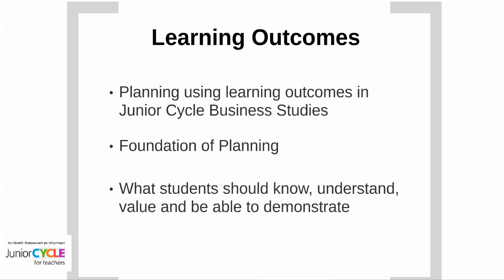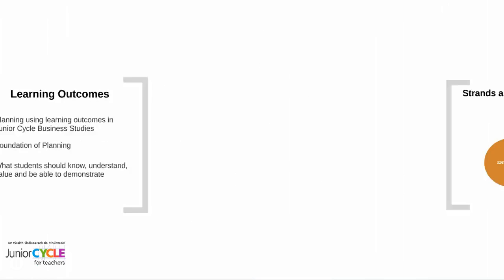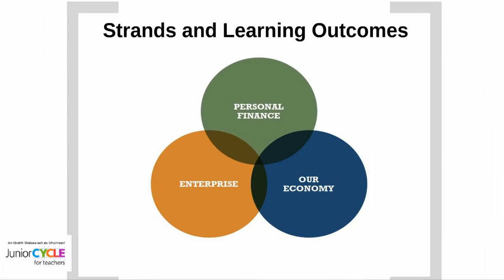Before we begin, it is important for us to look at learning outcomes. The learning outcomes are the very foundation of planning. They are what students should know, understand, value, and be able to demonstrate learning in by the end of the 3 years of junior cycle. The learning outcomes in business studies are organised into 3 strands: personal finance, enterprise, and our economy.